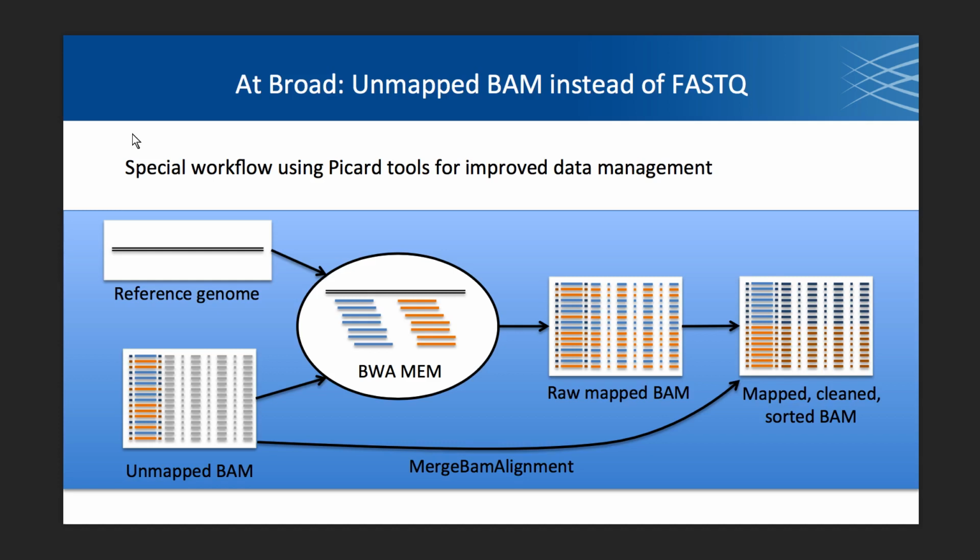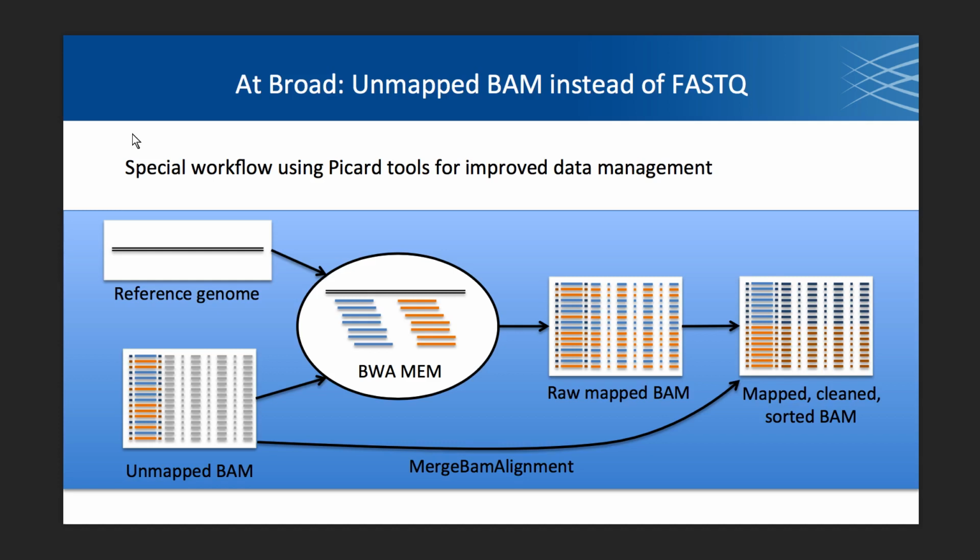We don't want to store that in a database outside of the file where it might get confused and we might mislabel things. So we keep it in the file, all that metadata in an unmapped BAM. Then, in order to align it, we have to turn it into a FASTQ because BWA takes in a FASTQ. So we turn it into a FASTQ and give it to BWA. We never save that FASTQ. Stream it in. We get a mapped BAM.